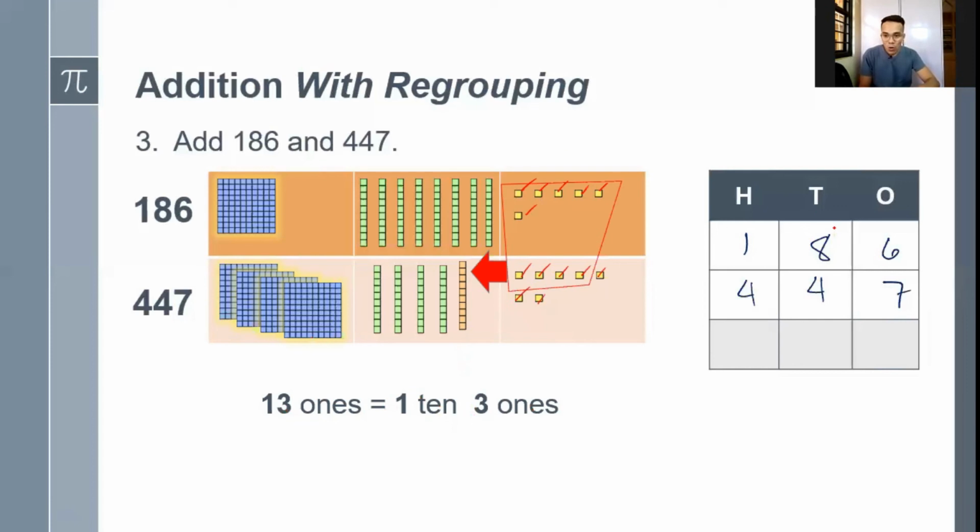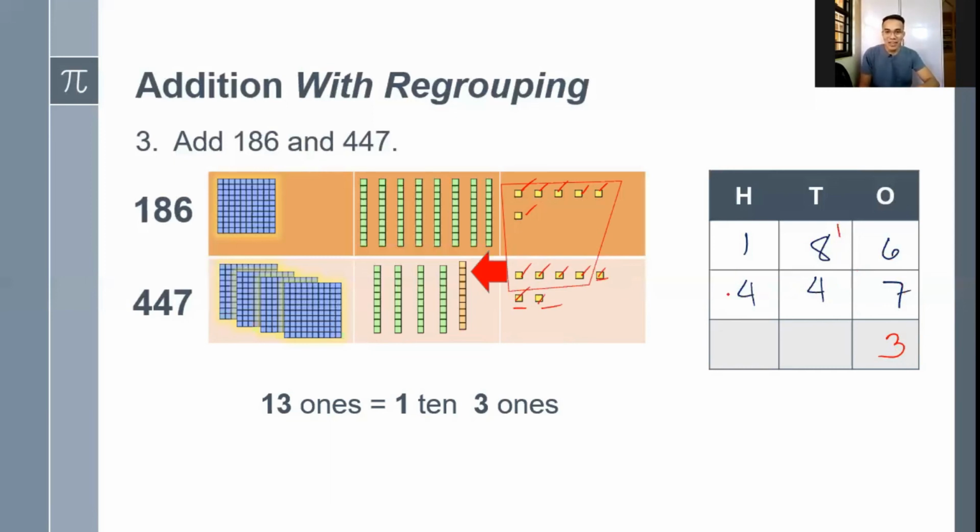Take note, we have here 1 ten. We added 1 ten here. And the number of ones left in this column is 1, 2, 3. So we have here 3. 6 ones plus 7 ones is 3 ones and 1 ten. That's how you do regrouping.